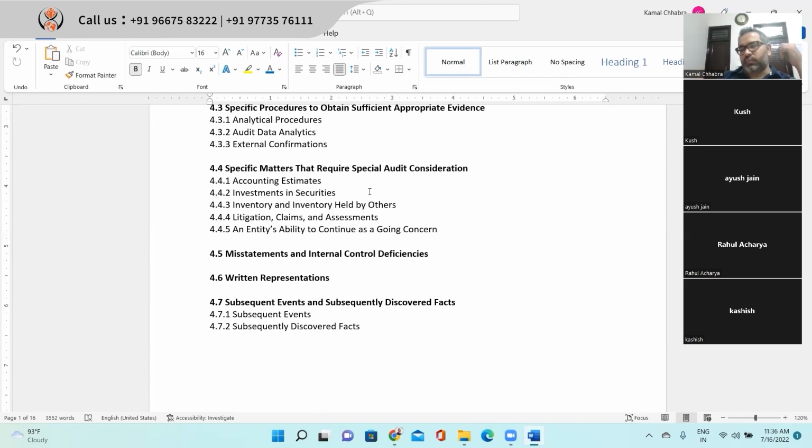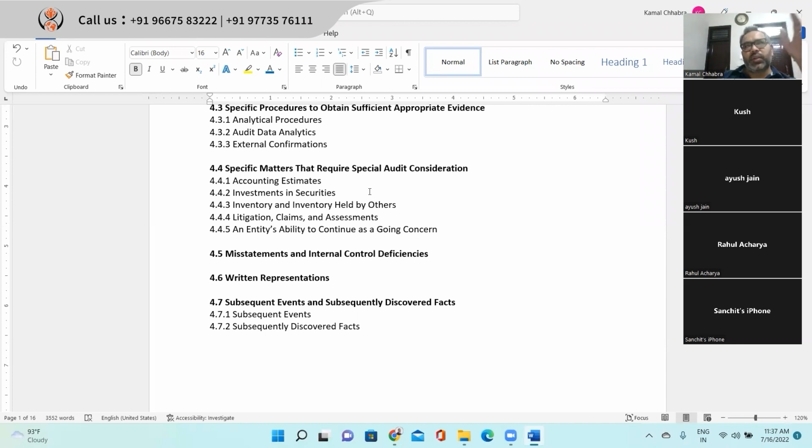The subsequently discovered fact would be something which was already existing in the last year, but we kind of discovered it. Like we got to know about it after we were done with this. So like we discovered fraud after the reporting period. Absolutely true. So this is the major difference from subsequent event.